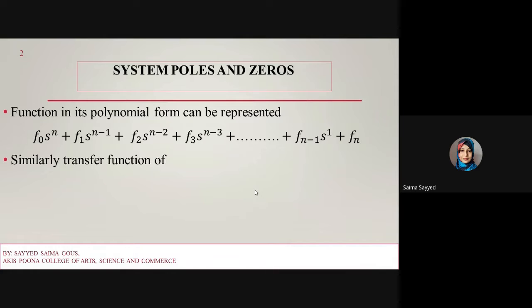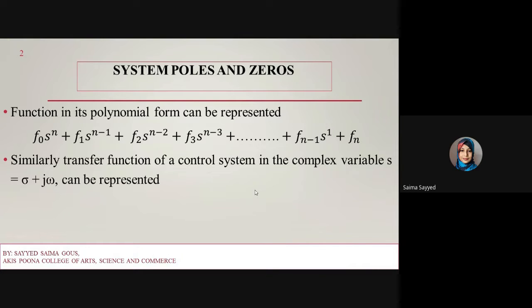Similarly, the transfer function of a control system in the complex variable s, equal to sigma plus j omega, can be represented as follows. Now what is a transfer function? The transfer function is the ratio of the Laplace transformation of the output signal to the Laplace transformation of the input signal. This is the definition of the transfer function. It is represented by g of s, which is equal to c of s upon r of s.